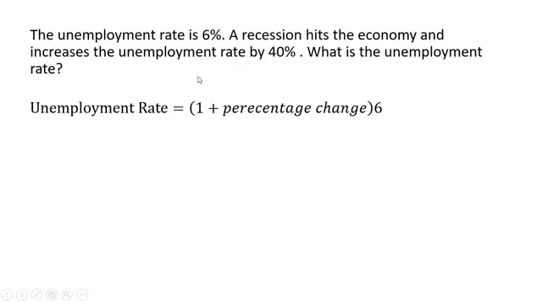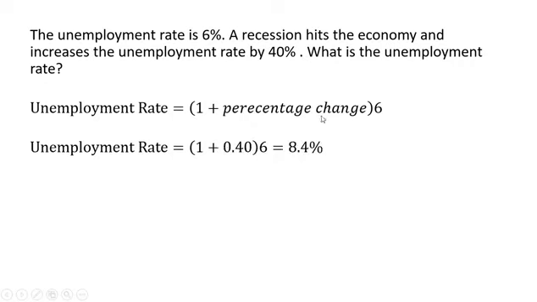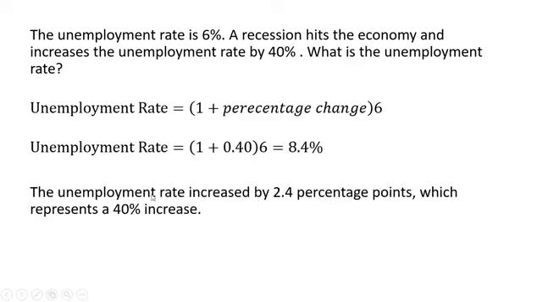Another problem here, the unemployment rate is 6%. A recession hits the economy and increases the unemployment rate by 40%. What is the unemployment rate? So the unemployment rate equals 1 plus the percentage change in the unemployment rate, times 6. So the percentage change in the unemployment rate, it's increasing by 40%, or 0.4. And so our unemployment rate now is 8.4%. The unemployment rate increased by 2.4 percentage points, so that's 8.4 minus 6, which represents a 40% increase.